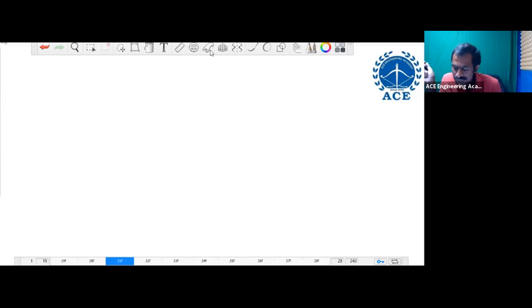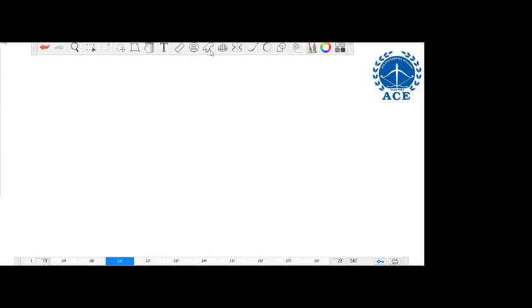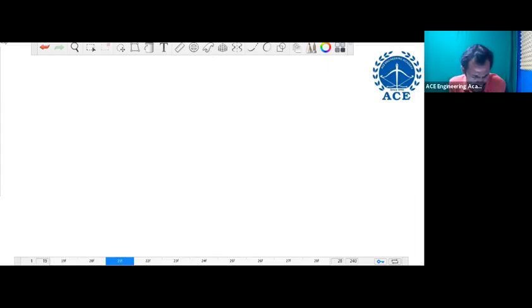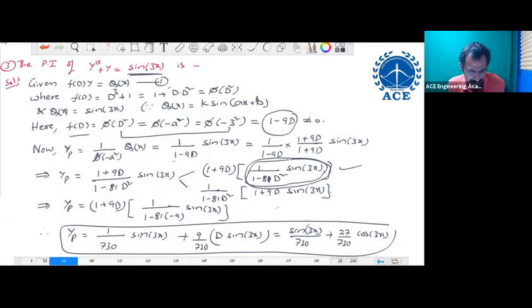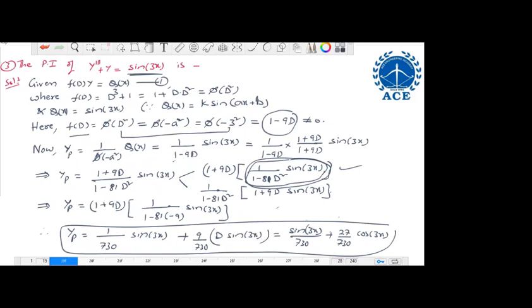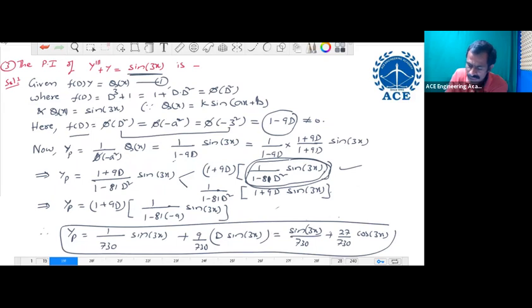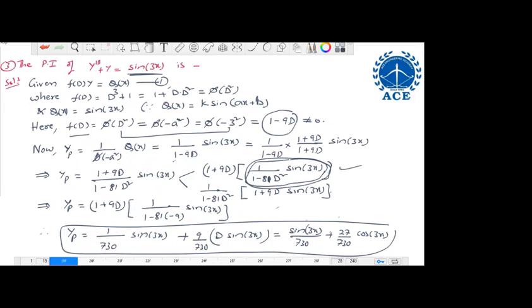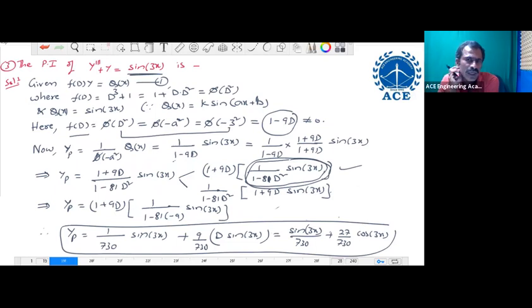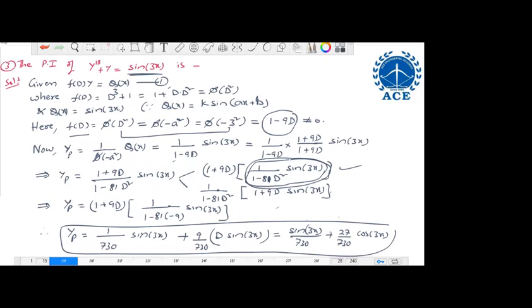Sir, last, any method we'll get two probabilities. After rationalization, anyone will get the same answer only. Sometimes you may get different answers. Actually, in general, we'll get the same answer. Sometimes both will differ by just a constant. Constant doesn't matter. Constant will go to the particular, complementary function.